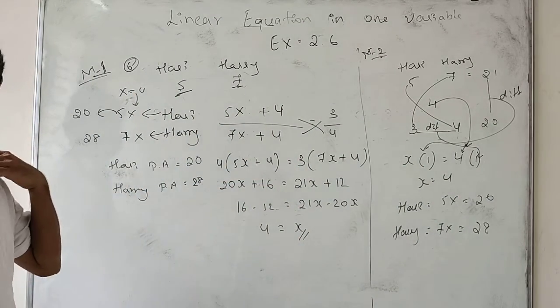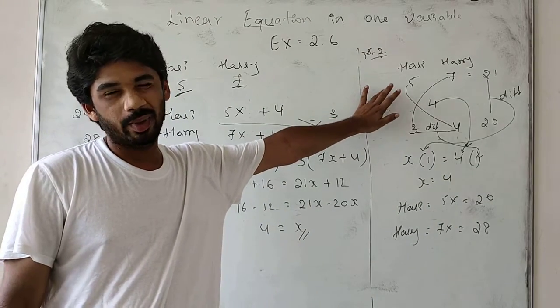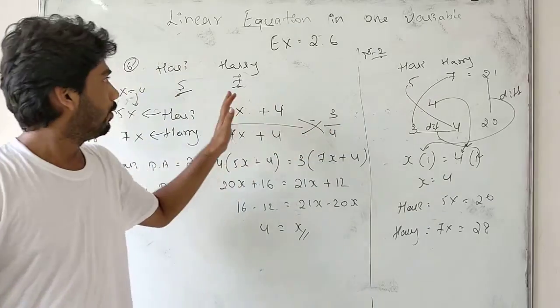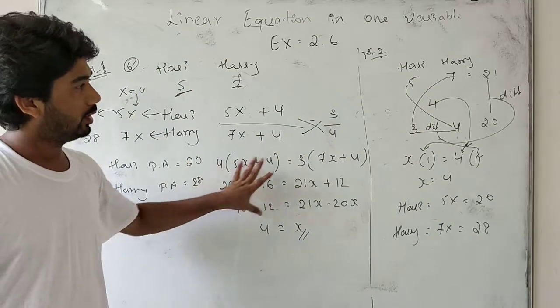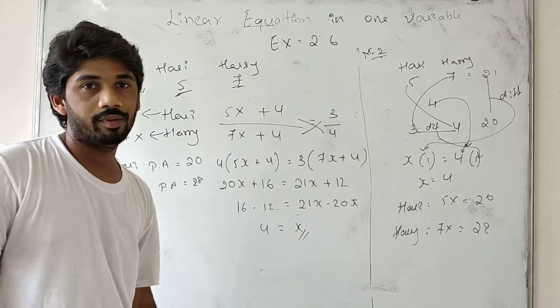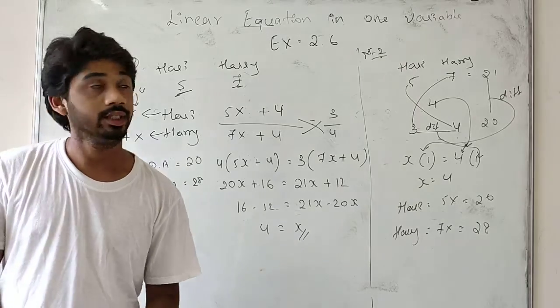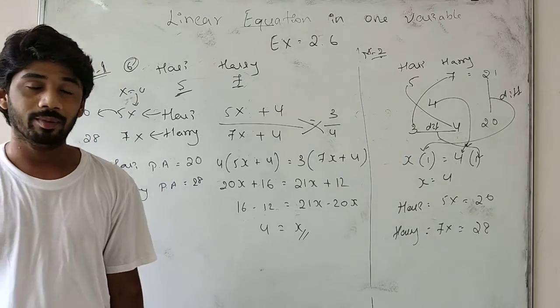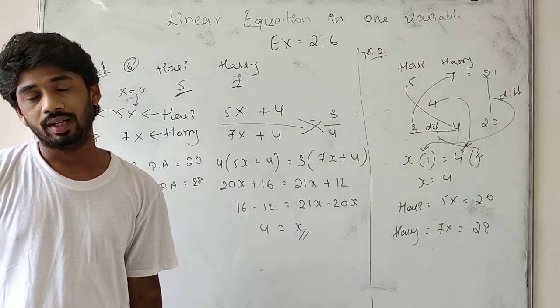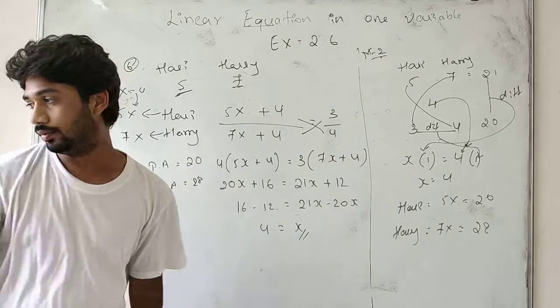Method 2 is not in your syllabus, but it is extra knowledge. If you solve it this way in the exam, you may get marks, but the examiner does not prefer it. In competitive exams it will be helpful. Okay, please note it down. I will go to the last problem of exercise 2.6, linear equations in one variable. From the next class we will do the chapter 3 exercise. Okay, note it down.